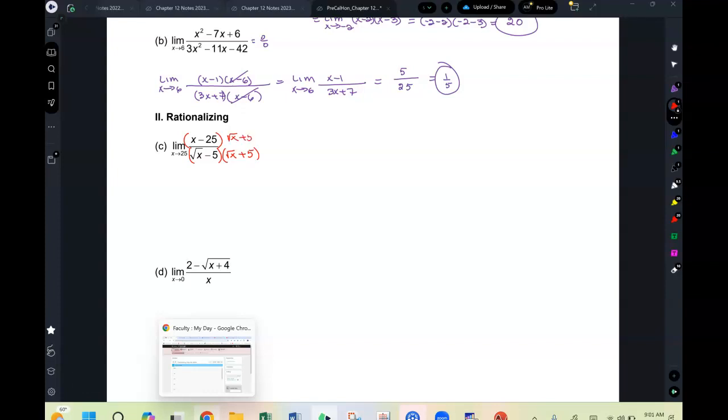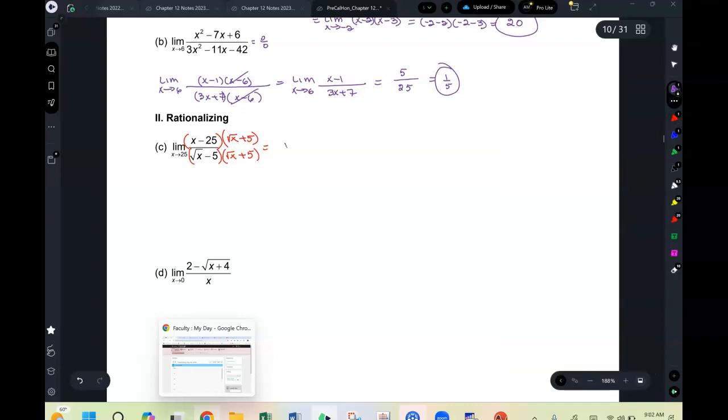Now, this isn't a numerator-denominator issue. It could very well have happened that the root x minus 5 was in the numerator and you still would have to do the same thing. Now, take a look. This is going to be the limit as x approaches 25 of... I know you have the urge to multiply that numerator out. Resist that urge for a minute. We're just going to leave it like this.